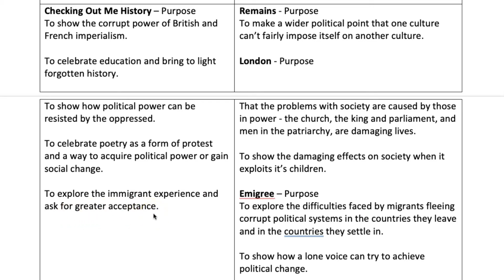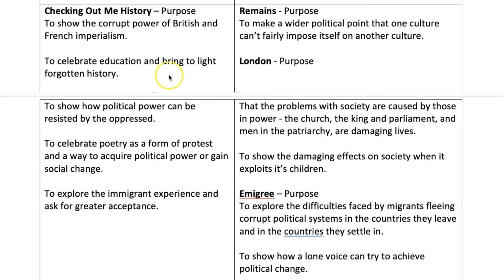Well, there are lots of poems that compare to it. Remains gives us a very small one, so I'm going to ignore it. London, interestingly, gives us a lot. So this is a poem about the problems of society, and those problems are also caused by those in power. In this case, the church, the king and parliament.